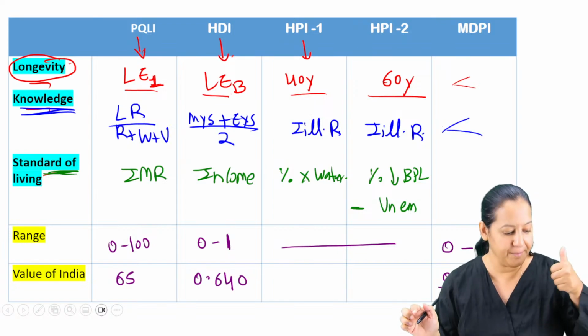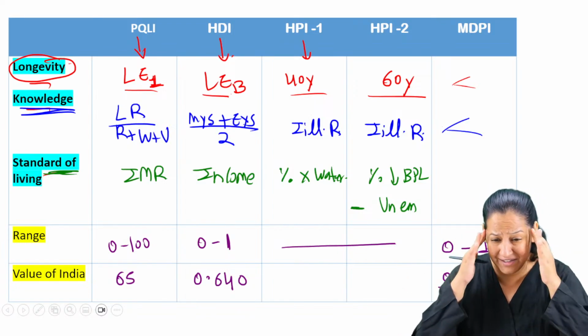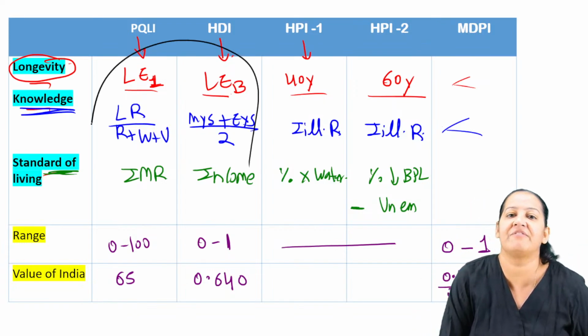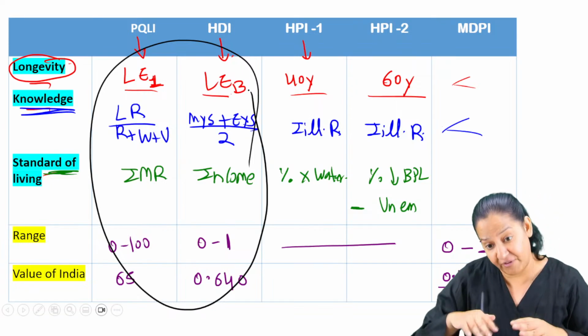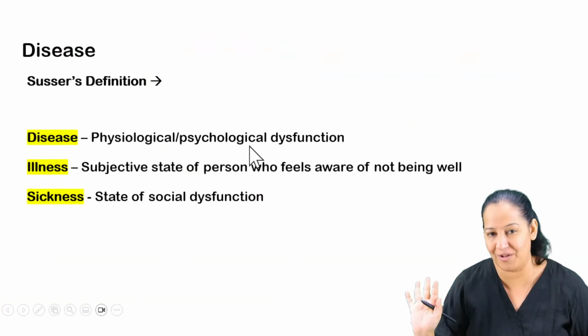That's all about it. Give me a thumbs up. Please learn it. If you can't learn all 5 and you are getting confused, don't worry. Learn first 2. You are going to get question in the first 2. Most probably 99% you are going to get question on PQLI and HDI. But for extra, if you are preparing for competitive exam and you don't want to skip any question, I told you all these.